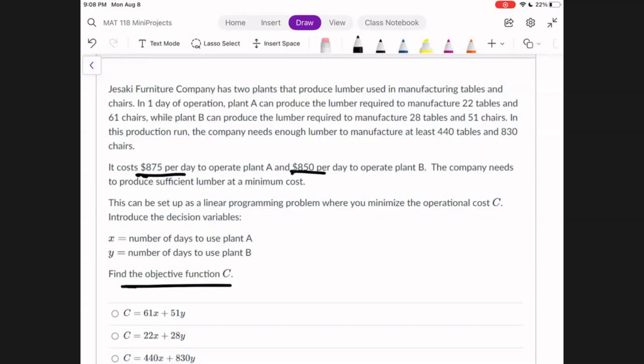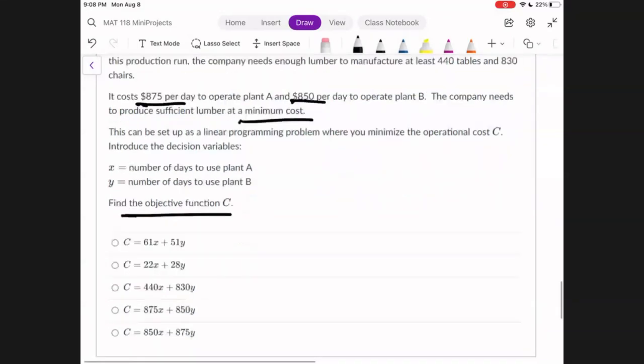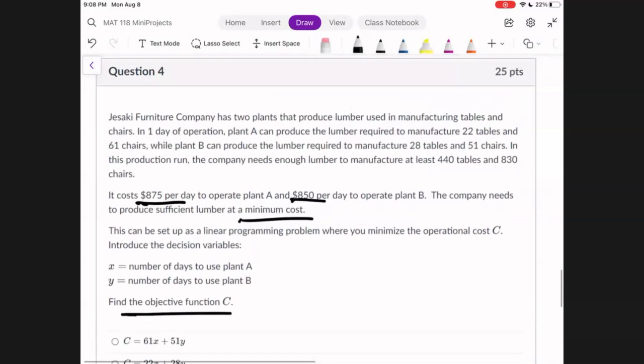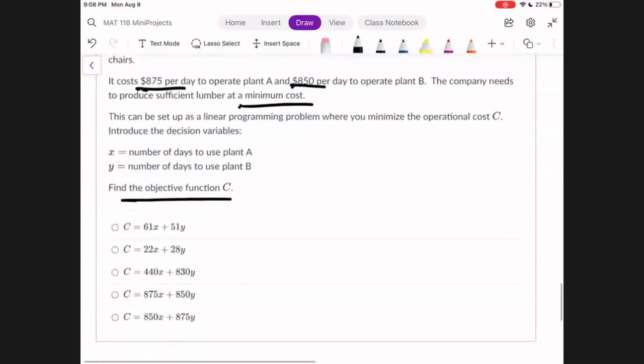So that would be leading to my objective function. Remember, because I'm looking for the cost, right? I want to minimize the cost. So my objective function has to be the cost to run each plant. And all the other information would be to get your constraints. So we see here we need 875x and 850y. So this one right here is it.